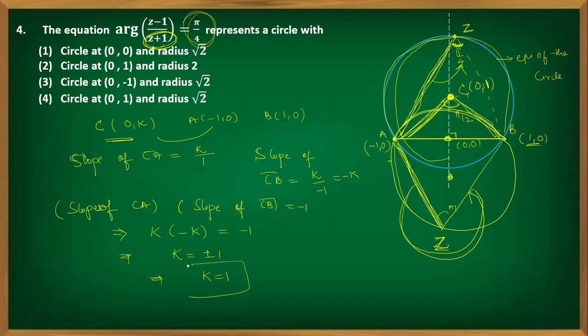So k is equal to 1. Therefore the center of the circle is (0, 1). And what is the radius? The distance CA. So what is A here? (1, 0). So the distance CA is the root of (0 minus 1) whole square plus (1 minus 0) whole square, which is root 2. So therefore it is a circle with center (0, 1) and radius root 2. Okay. So here you should know the rotation theorem concept clearly.